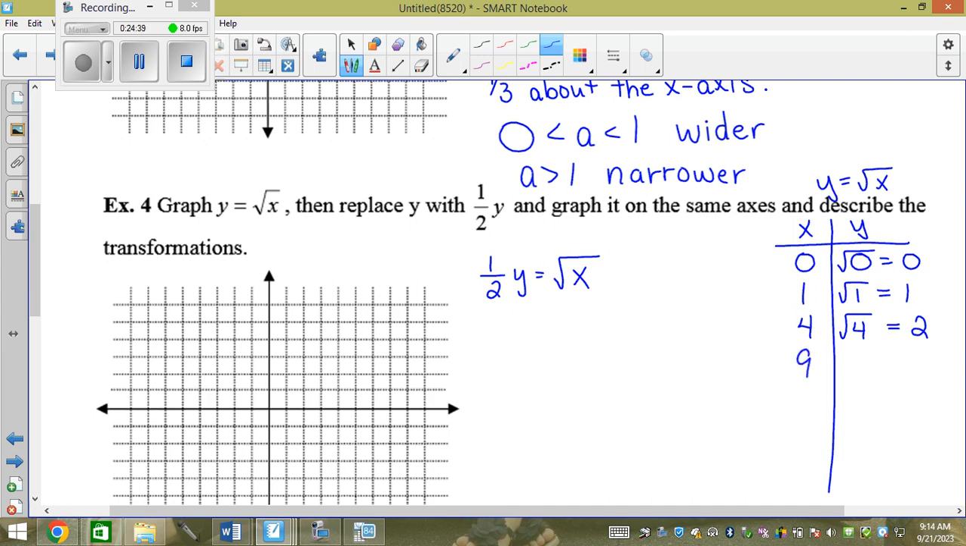And then I'm going to do 9, which is root 9, which is 3. So I have 0, 0, 1, 1, 4, 2, 9, 3. And I'm going to label it as y equals root x.